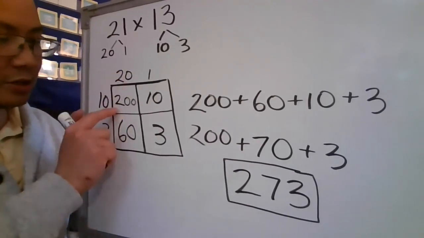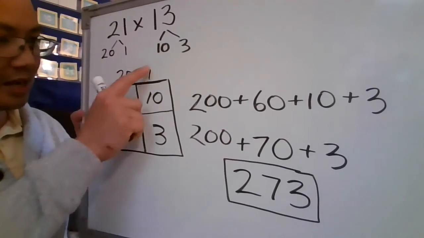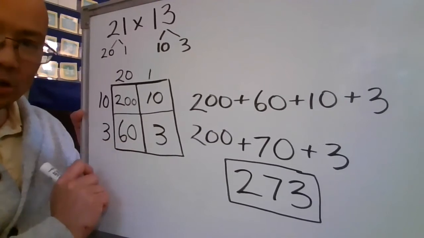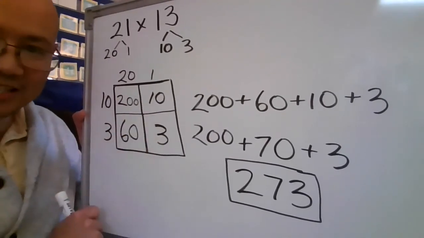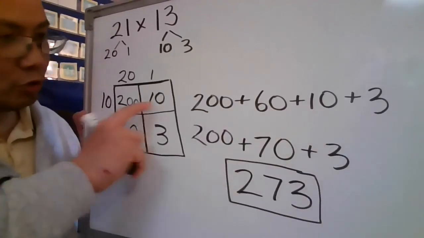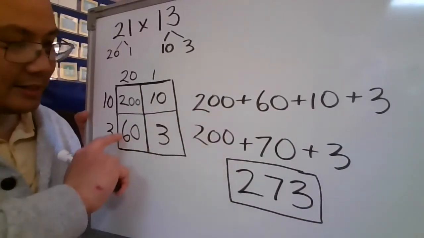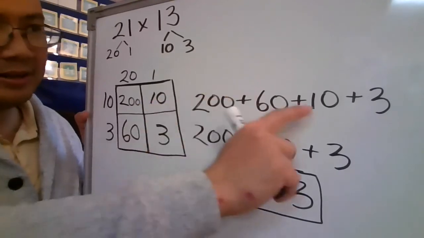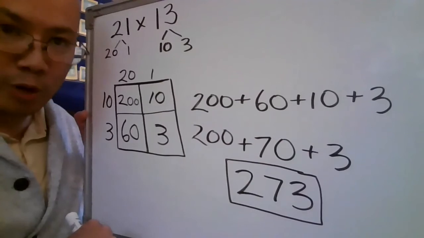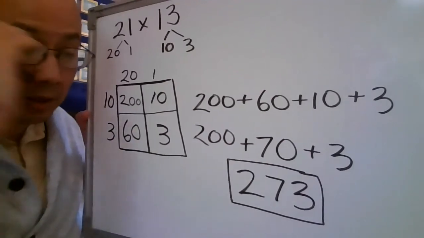10 times 20 is 200, check. 10 times 1 is 10, check. 3 times 20 is 60, check. 3 times 1 is 3, check. And then double check that your numbers are accurate. 200, 200. 60, 60. 10, 10. 3, 3. All my numbers are lined up, ready to be combined.